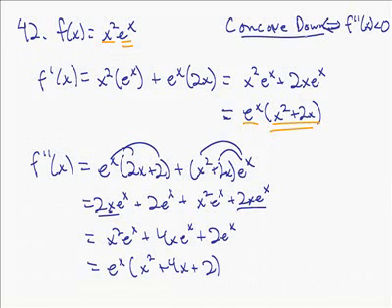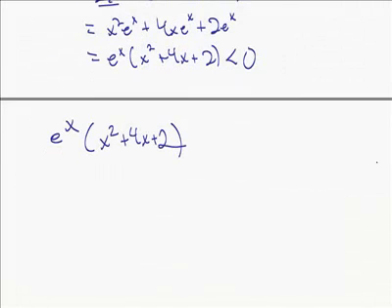What are we looking for? Where is the function concave down? That's where the second derivative is negative. So we want to find out where this function is negative. Well, if you think about this function, e to the x times the quantity x squared plus 4x plus 2, is that what the second derivative came out to be? Yeah. Where is that less than 0? Well, really the only thing we need to consider is the polynomial part.